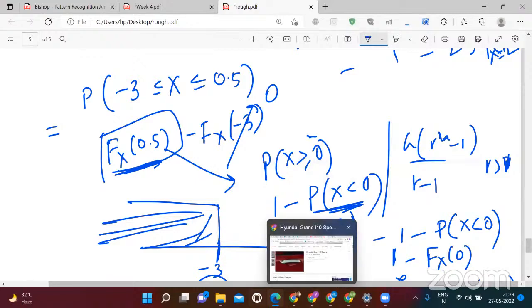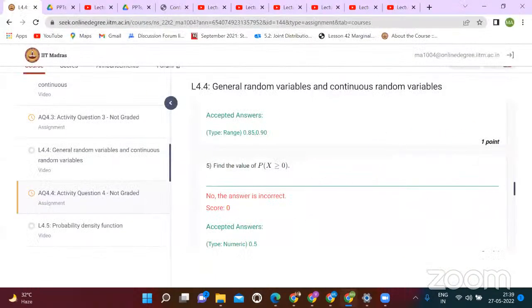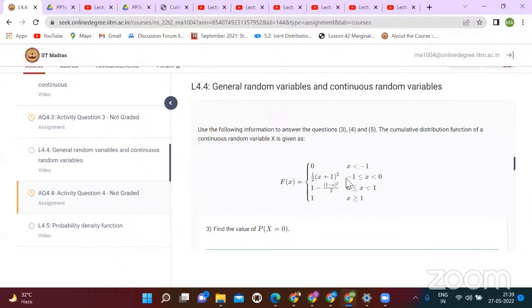X0 you can calculate from what you have been given. X0, either you can put in this one or you put in this one. You'll get the value and you can put it. Have you got the point?